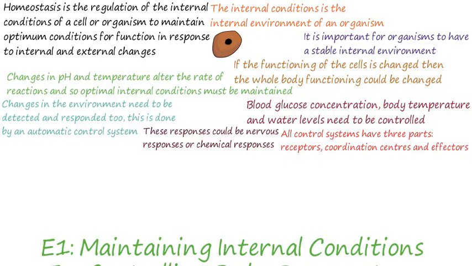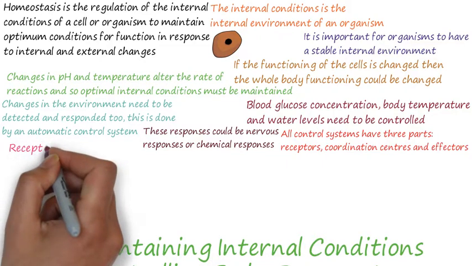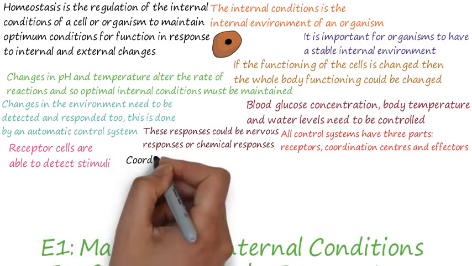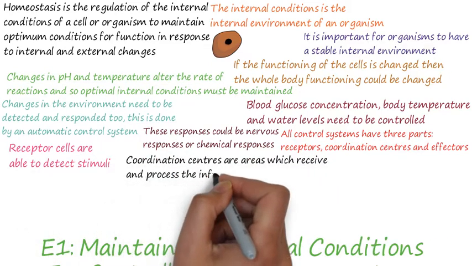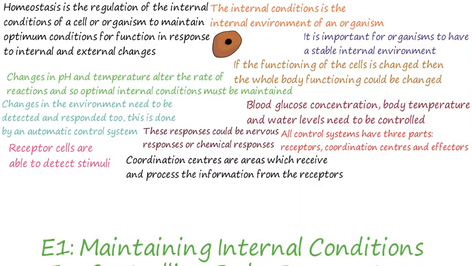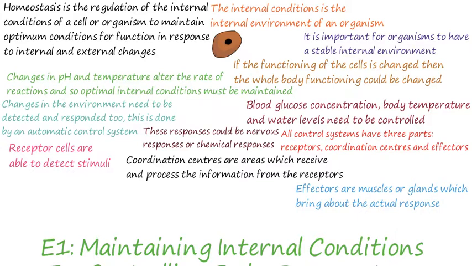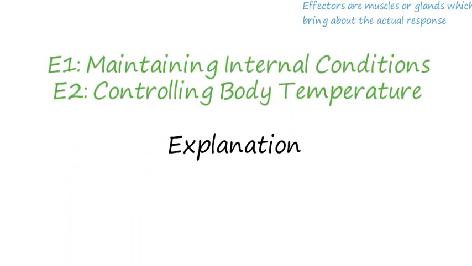All control systems, whether they are chemical or nervous, have three parts: receptors, coordination centres and effectors. Receptor cells are able to detect changes in the environment, otherwise known as stimuli. Coordination centres are areas which receive and process the information from the receptors. The brain and spinal cord are examples. And finally, effectors are muscles or glands which bring about the actual response to the stimuli.